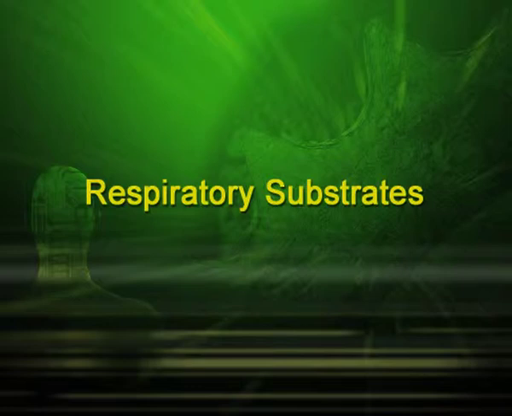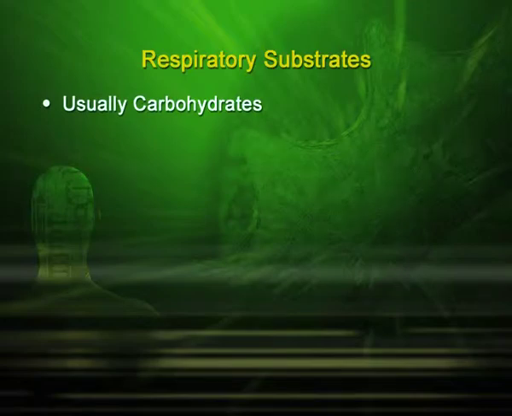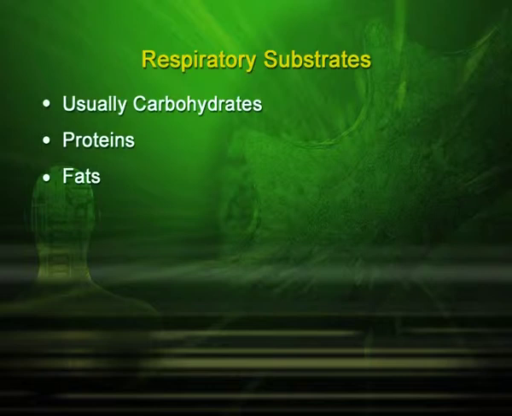Usually carbohydrates are the respiratory substrate because the C-C bond is to be broken by oxygen. So, normally in plants carbohydrates act as respiratory substrate for the production of energy, but sometimes under certain circumstances proteins, fats and organic acids can also be used as respiratory substrates.